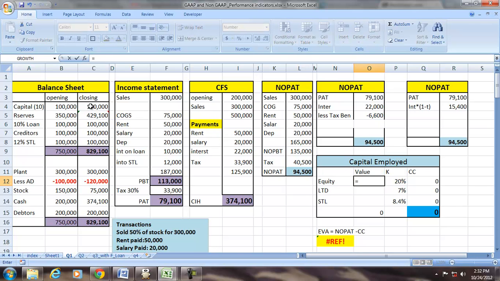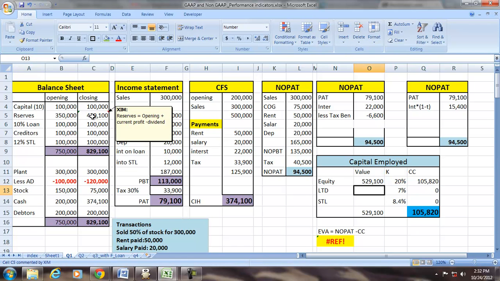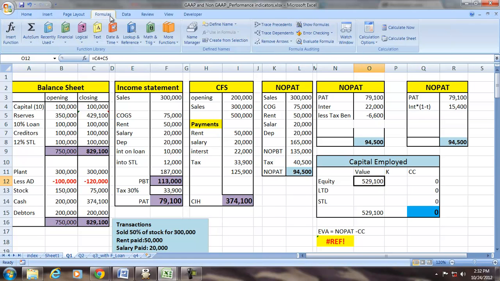The capital employed is equity. Let us make an assumption that we are using the closing equity. It is possible to make a different assumption there. So closing equity is 529,100, the capital plus reserve. The long-term debt is 100,000. The short-term debt is also 100,000. So the total capital employed is 729,100.